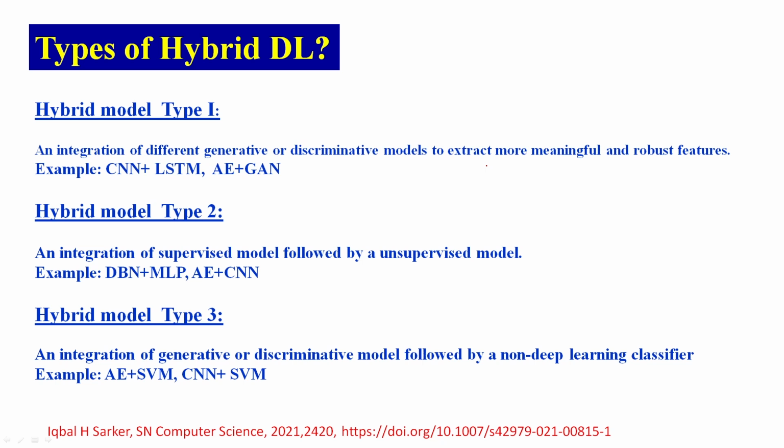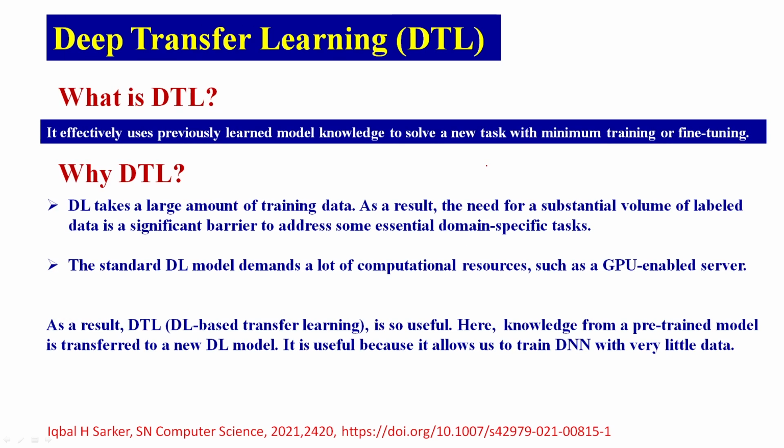So, let us first discuss the first important advanced deep learning model. This is very important for material science. Please focus and try to learn as much as possible. This is called a deep transfer learning model, and it effectively uses previously learned model knowledge to solve a new task with minimum training. Okay, that is something which is new, right. So, it has to use some kind of a previous learning model. Okay, that is what it is.